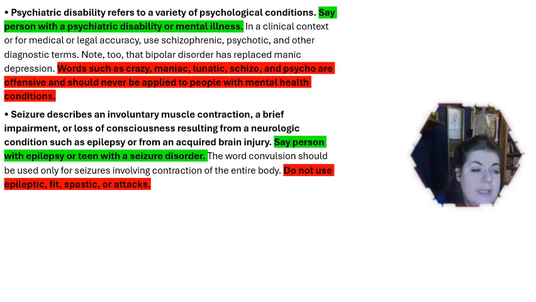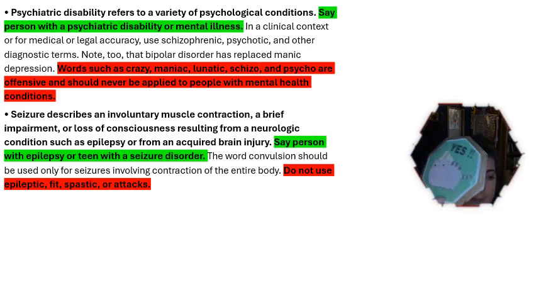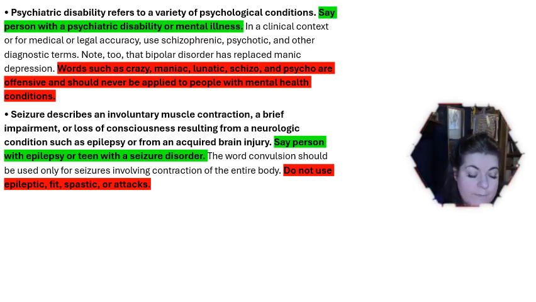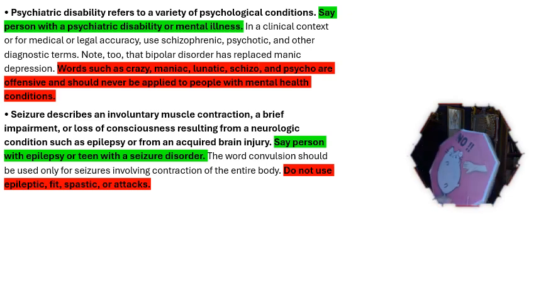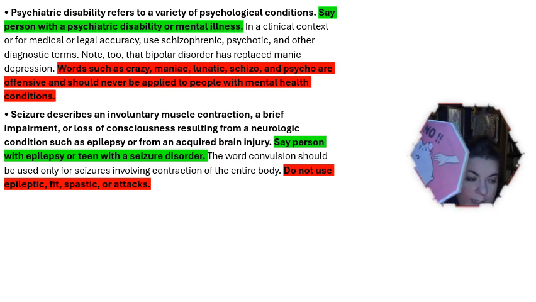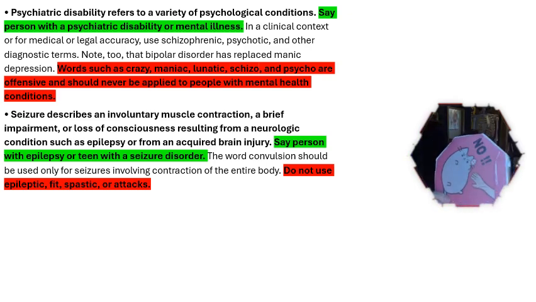All right. Seizure describes an involuntary muscle contraction, a brief impairment, or a loss of consciousness resulting from a neurologic condition such as epilepsy or from an acquired brain injury. Say person with epilepsy or teen with a seizure disorder. The word convulsion should be used only for seizures involving contractions of the entire body to be clinically correct. Do not call them an epileptic, saying that they're having a fit. Do not say that they are spastic or that they are having attacks.